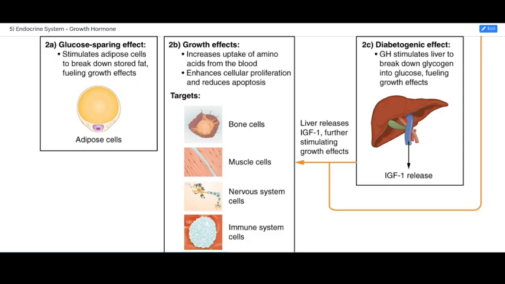And then in the first panel, A, it mentions glucose-sparing effects of growth hormone. Now, in C, the diabetogenic effect is increasing blood glucose levels by breaking down glycogen. In A, it's sparing glucose by providing other fuel sources, telling adipose tissue to break down fats and make those fats available for mitochondrial reactions that are going to produce ATP, which will help with the growth processes that are going to take place.